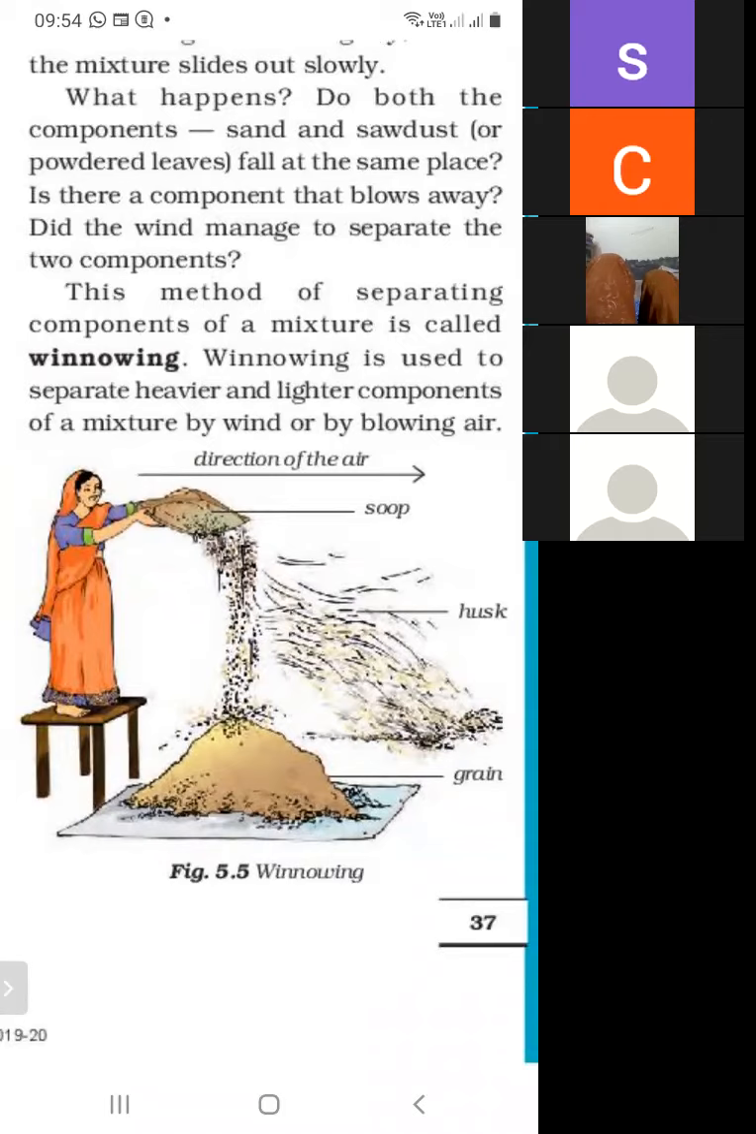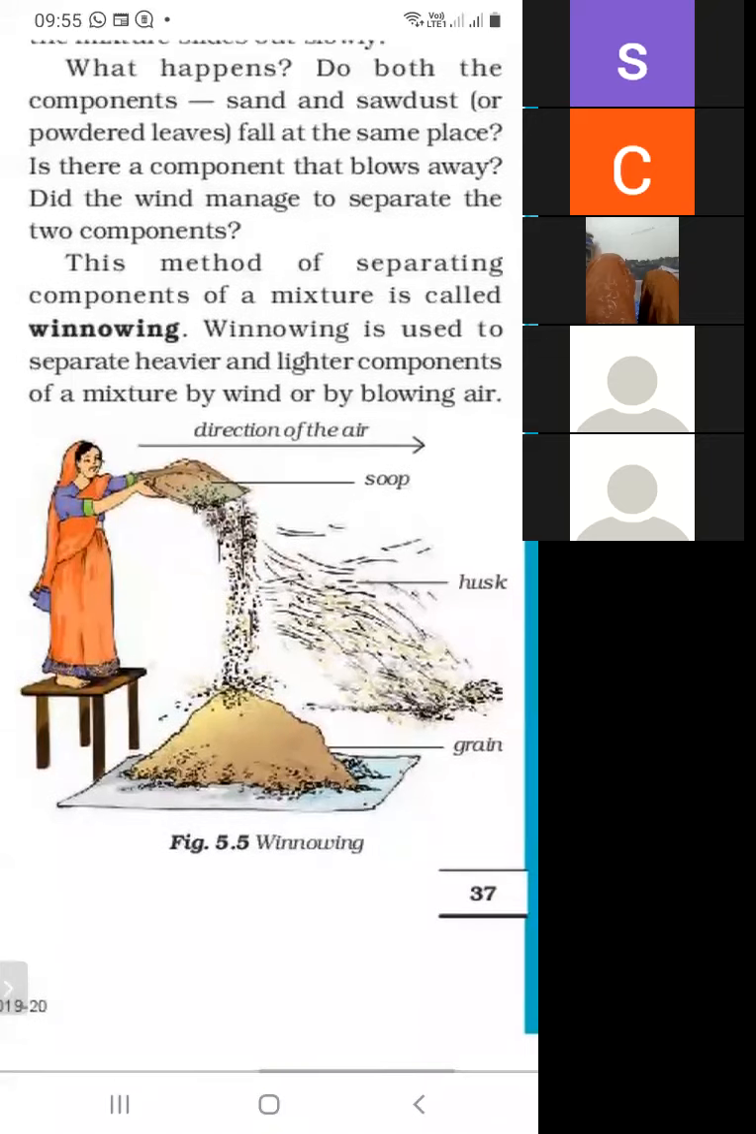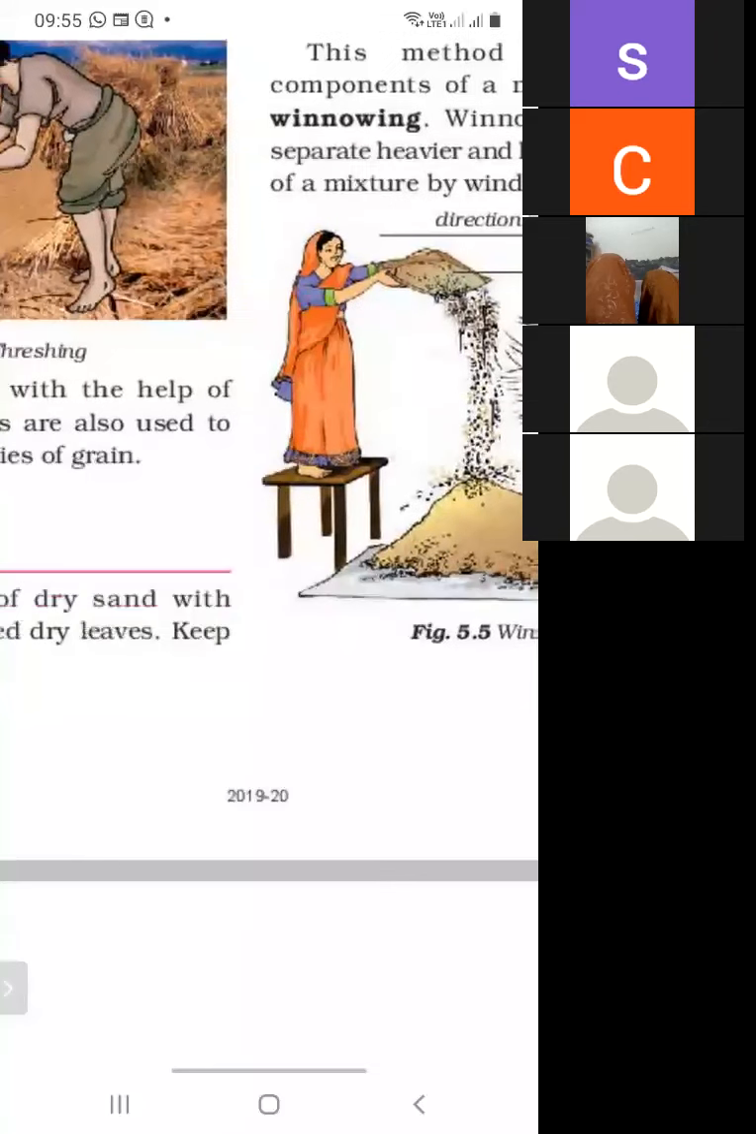Figure 5.5 shows the process of winnowing. We are separating two substances, one lighter and the other heavier, with the help of wind. So husk and grain are separated with the help of wind in figure 5.5.